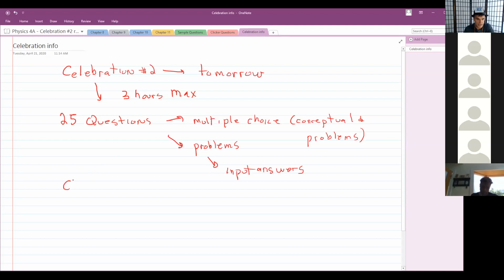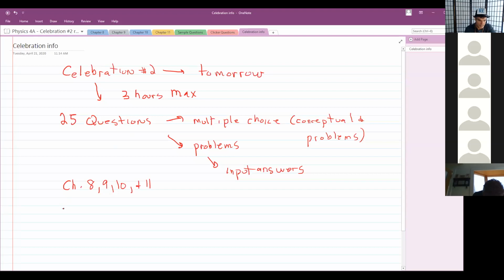Be clear, it's going to cover chapters 8, 9, 10, and 11. Today I'm going to go through each chapter and let you know what is the most important material. It will be approximately evenly covered. So 25 questions, 4 chapters, about 6 questions from each chapter.